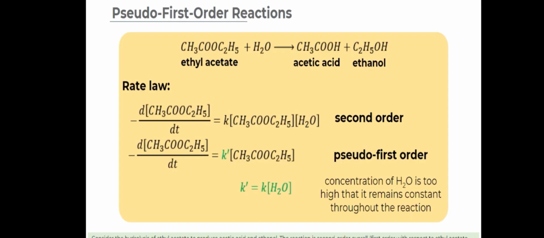Consider the hydrolysis of ethyl acetate to produce acetic acid and ethanol. The reaction is second order overall, first order with respect to ethyl acetate, and first order with respect to water. Since the concentration of water is too high, that is, it remains constant throughout the reaction, the rate law can be reduced to rate equals k prime times the concentration of ethyl acetate, where k prime equals k times the concentration of water. At this state, the reaction is now of pseudo-first order.